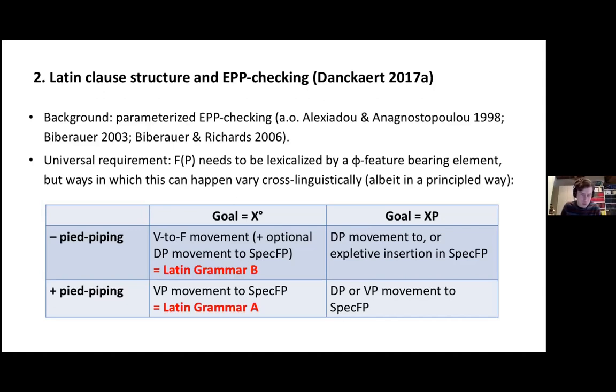And what I suggested earlier, and what I still think is on the right track, is that the earlier grammar of Latin chooses the option plus pied-piping and attraction of an X0 syntactic head, and that this changes to minus pied-piping but still attraction of a verbal head.